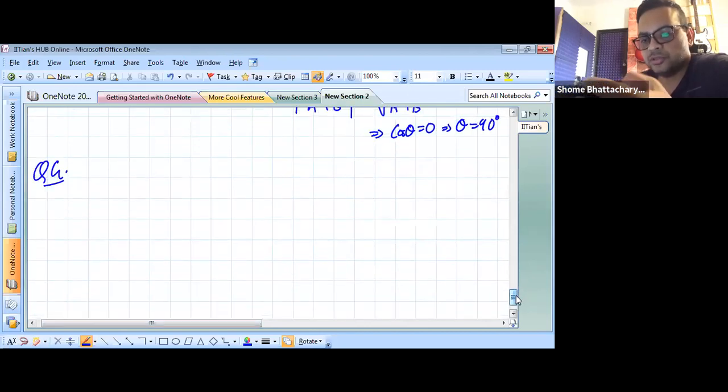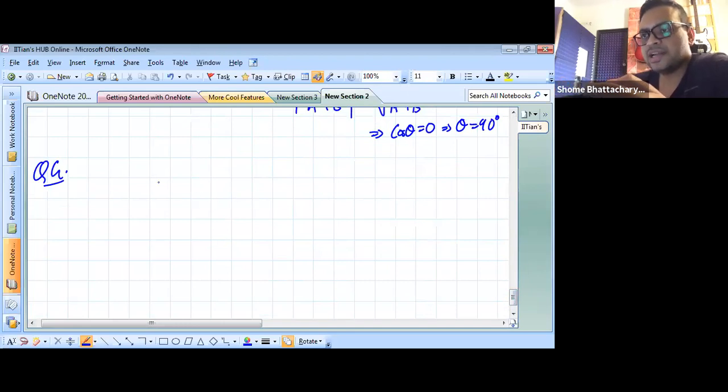Question 4 says: two forces of equal magnitude act at a point. The square of the resultant's magnitude is 3 times their magnitudes' product. Find the angle between them. I'm discussing the questions for which students have sent me doubts. If you have any questions you want to discuss, you can also send them to me by WhatsApp.